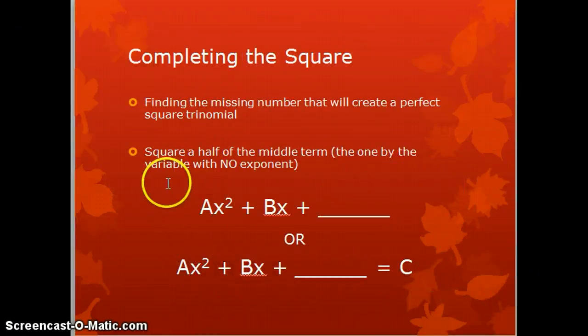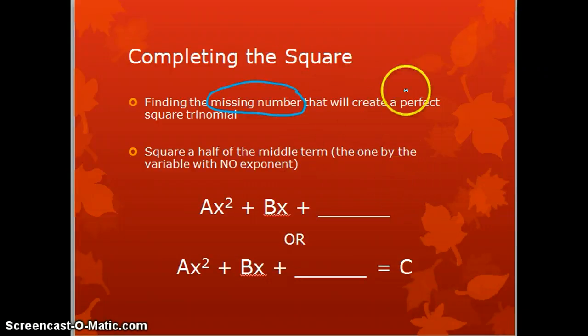Okay, so let's look at what it means to complete the square, because that sounds kind of funny. Doesn't sound like something we really are looking into. So your goal is to find a missing number. Kind of like when we were factoring. What was that number that we were looking for that multiplied to this and added to this? So we're looking for a missing number again.